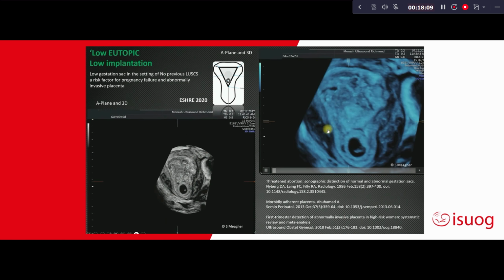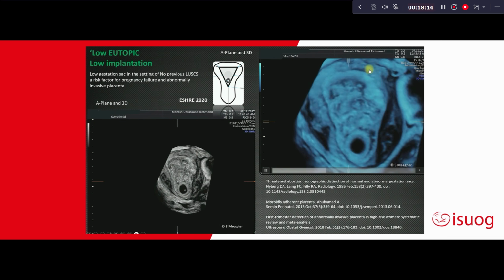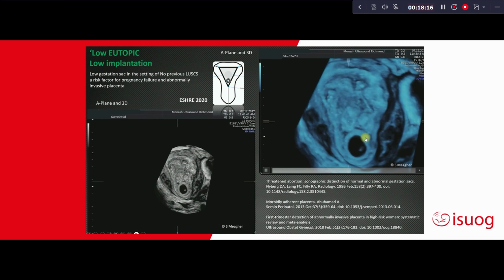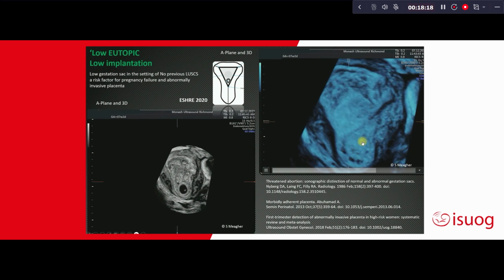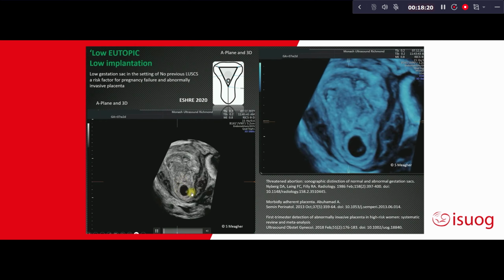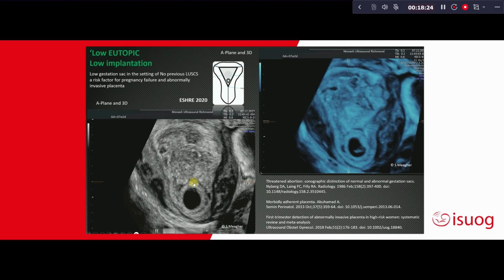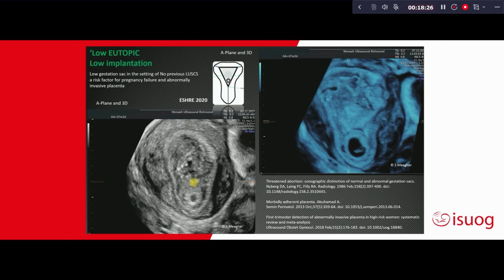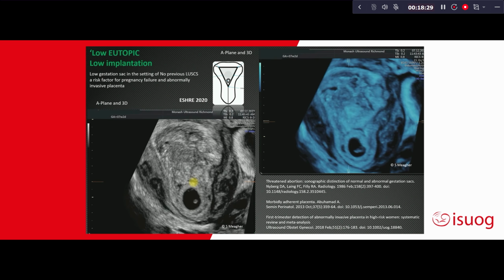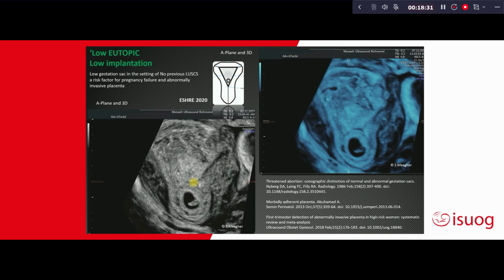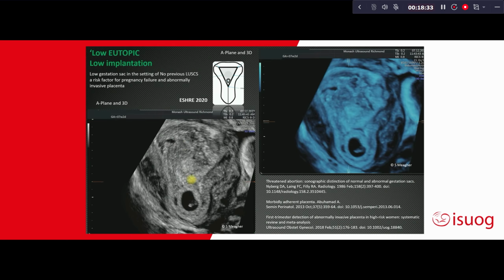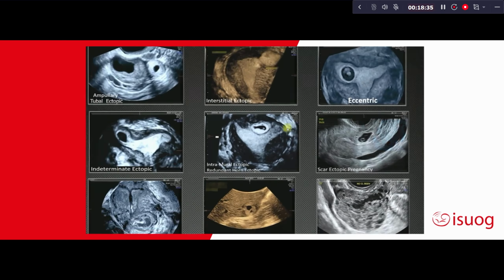Then you have the low implantation or the low utopic pregnancies. So this is a 3D evaluation of the uterine cavity where you see the gestation positioned low within the cavity, and here similarly low within the uterine cavity. Important in these to recognize that they have a higher chance of miscarriage, and they also have a higher chance of a morbidly adherent placenta. And this is important to make note of in your pregnancy report.